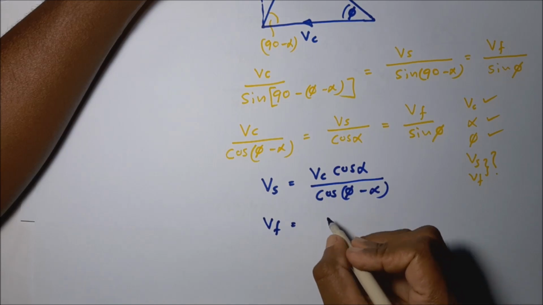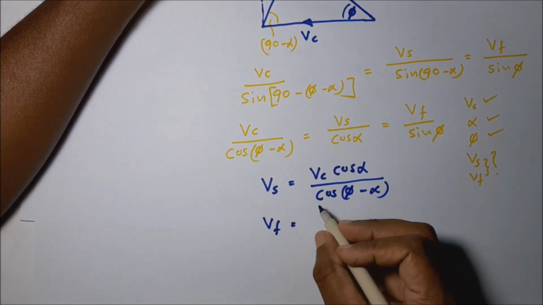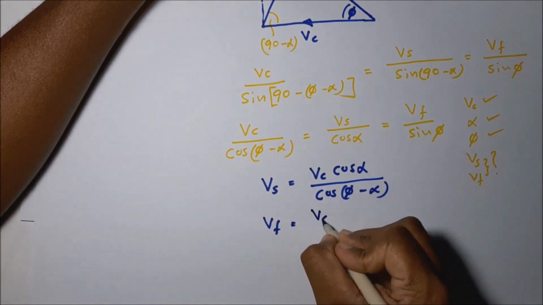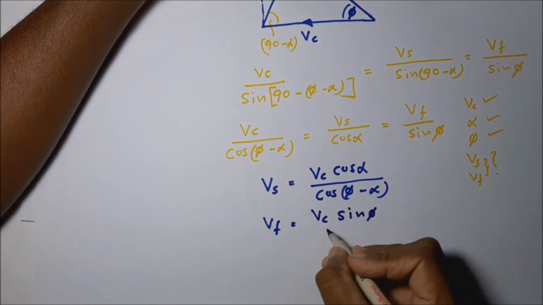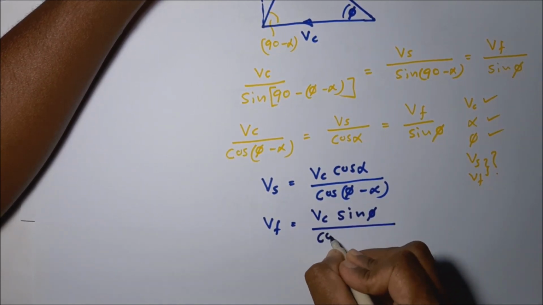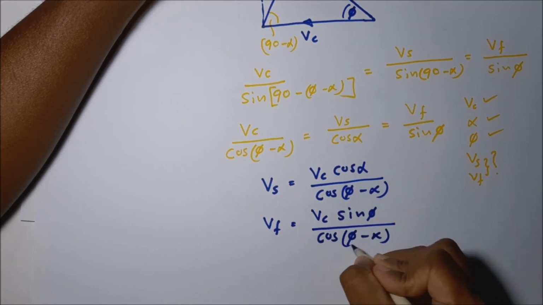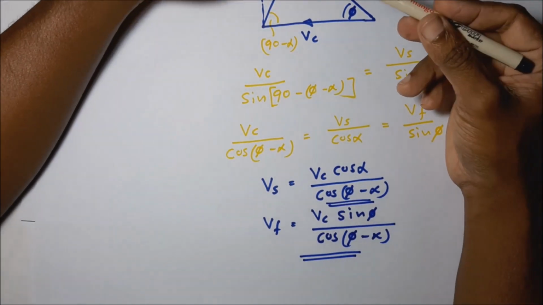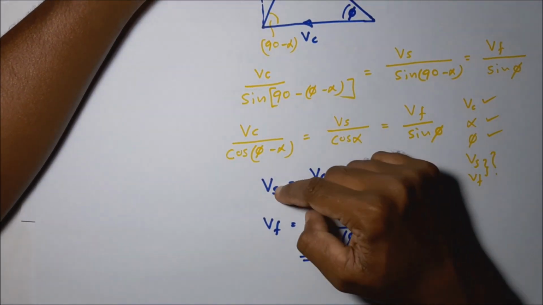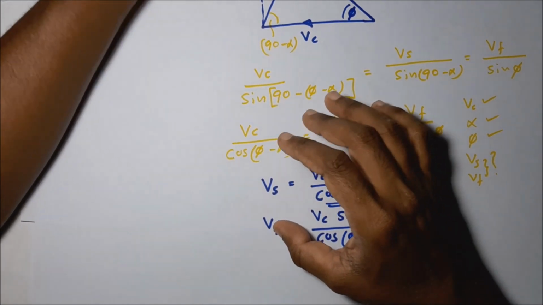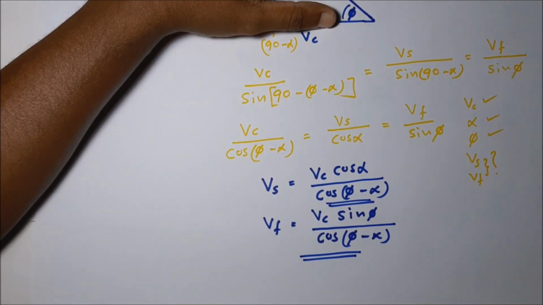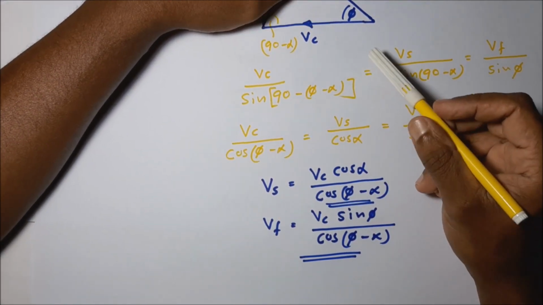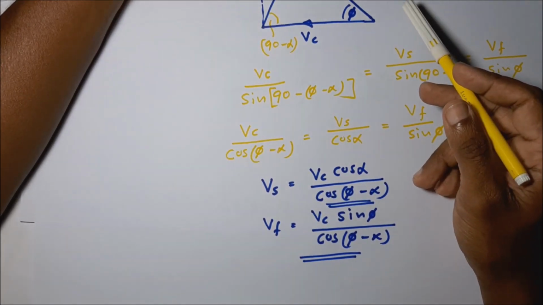In the same way we can write the equation for Vf. Vf is equal to Vc sin phi divided by cos(phi minus alpha). This is how we can calculate the shearing velocity and the chip flowing velocity in a two-dimensional metal cutting operation. If we know these two values, we can determine the rate of heat generation in these regions.